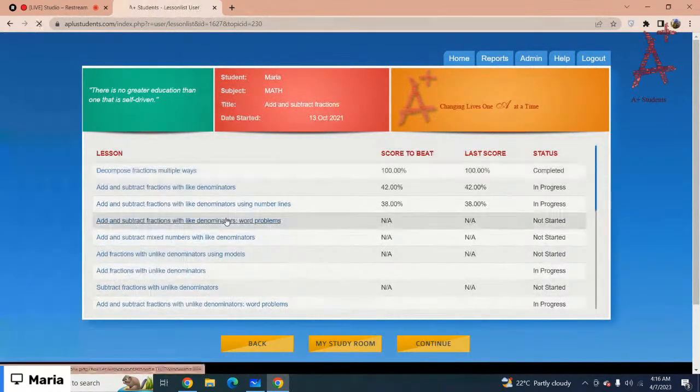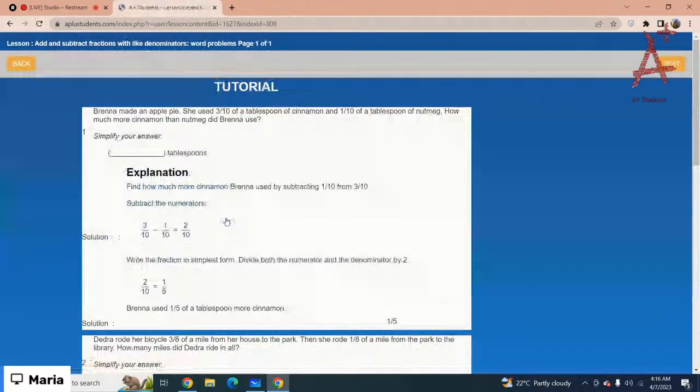Okay, so let's just start with the lesson. Brenna made an apple pie. She used 3/10 of a tablespoon of cinnamon and 1/10 of a tablespoon of nutmeg. How much more cinnamon than nutmeg did Brenna use? You need to see how much more cinnamon than nutmeg she used. So you have to subtract the nutmeg out of the cinnamon. Got it? So it would be 3/10 minus 1/10.